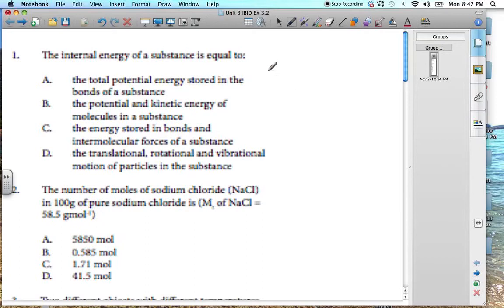Okay, so here we are. I'm doing the questions from exercise 3.2 from the IBID textbook, and this is on page 82.